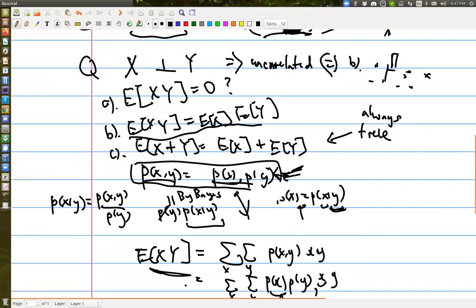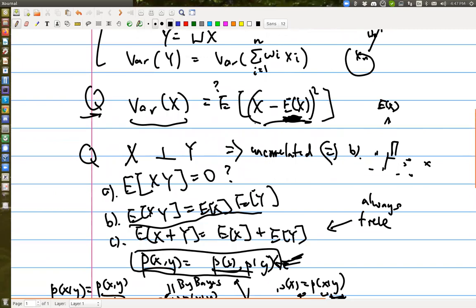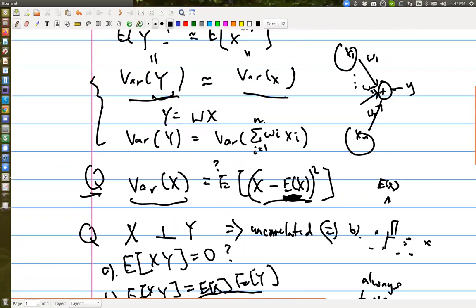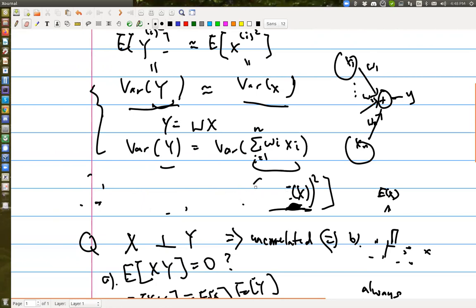So let's say I get back to my weight initialization problem. Let's say I have y equal to this sum here, and I want to make sure the variances are the same. Now I just make things zero mean to keep it simple.